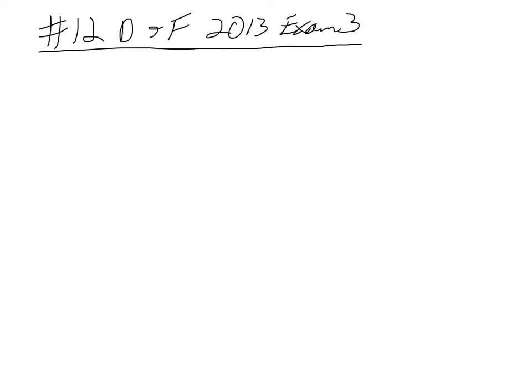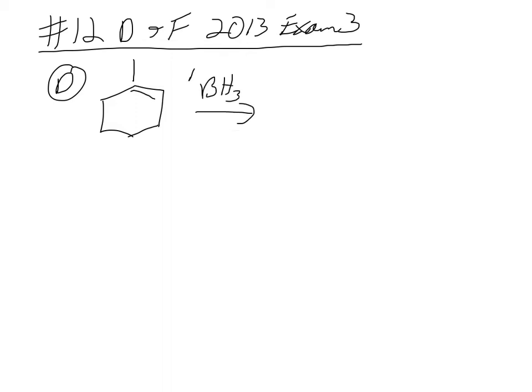Going over number 12, I'm going to do D and F from the 2013 exam 3. Right. So D is this plus, it says BH3 is step 1, step 2 is OH minus, H2O2. Right, so I'm not going to go through the mechanism here.